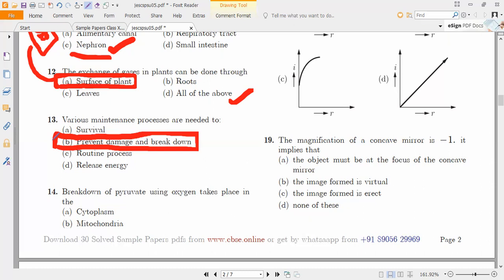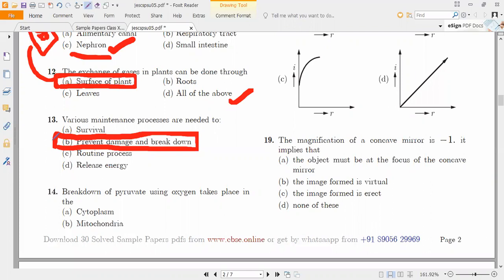That is the part: prevent damage. Damage should not take place from the pathogens or any other things. And also energy should be released. Energy should be released means what? Something should be broken down. What is that? Food only. Correct? The respiration reaction should break down food and release the energy.